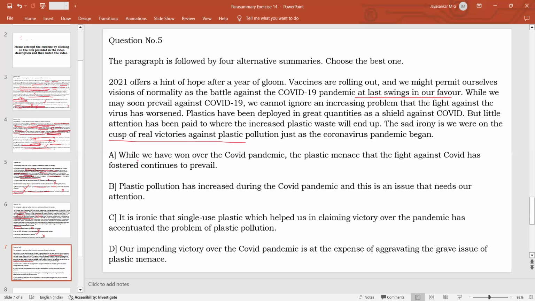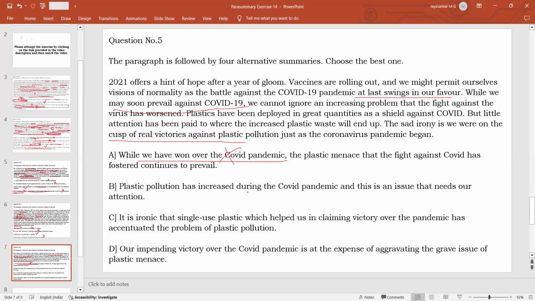See, read it carefully. While we have won over the COVID pandemic, the passage says that the battle against it is at last swinging in our favor, meaning the battle is gradually moving in our favor, and we may soon prevail against COVID-19, meaning we may likely defeat COVID-19 very soon. Whereas this option says that we have won over the COVID pandemic, meaning we have already defeated it. Wrong. So that is why this is incorrect.